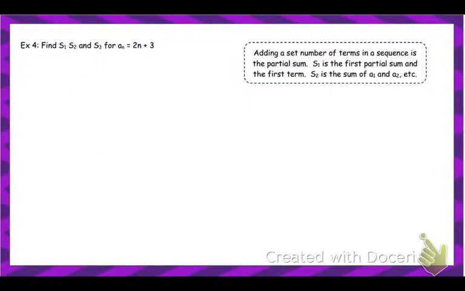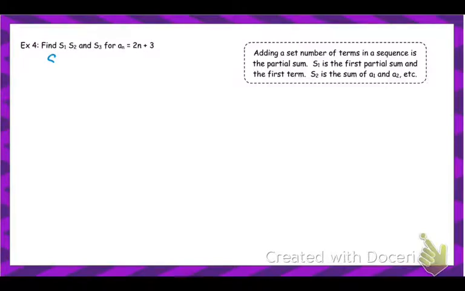All right, so the next thing we're going to move on to is summations. Sometimes what we're going to do is find the partial sum of a sequence. So all that means is that we're going to add a certain number of terms in that sequence. Capital letter S stands for partial sum. The little subscript is the number of terms you're adding.